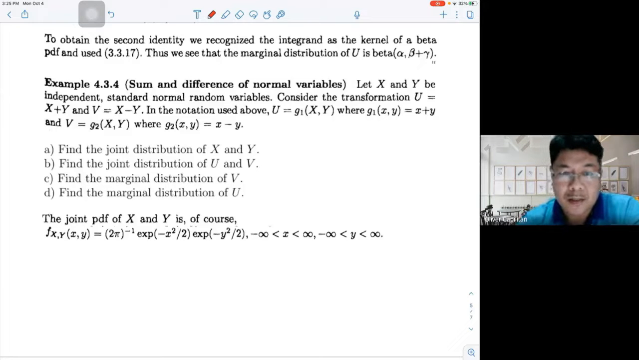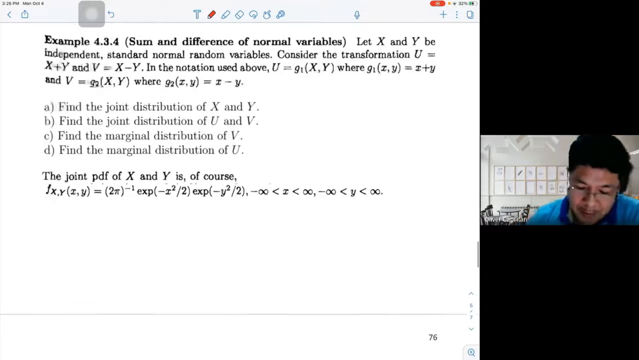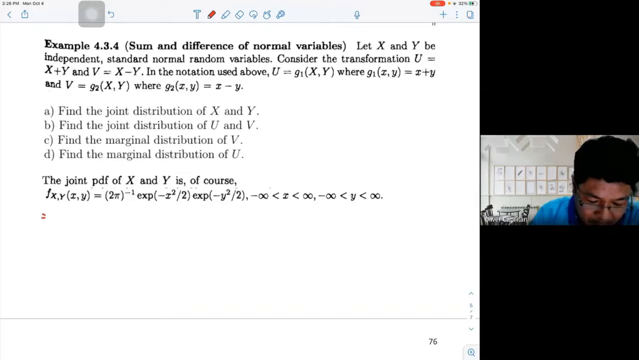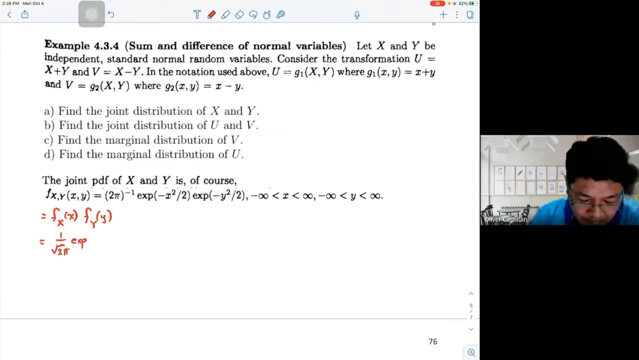Okay, since these two random variables x, y are independent, then the joint PDF will just be equal to the product of their marginal PDFs. So that is f of x times f of y. And then we have 1 over the square root of 2 pi, and then the exponential function of negative x squared over 2. And then 1 over the square root of 2 pi, independent, exponential of negative y squared over 2.